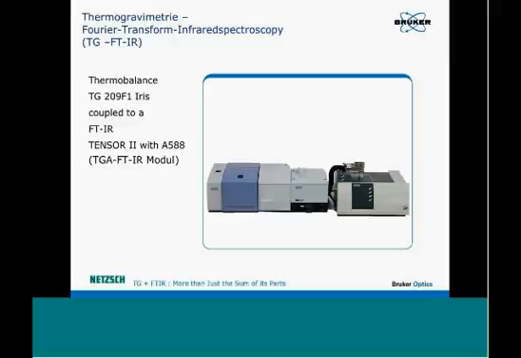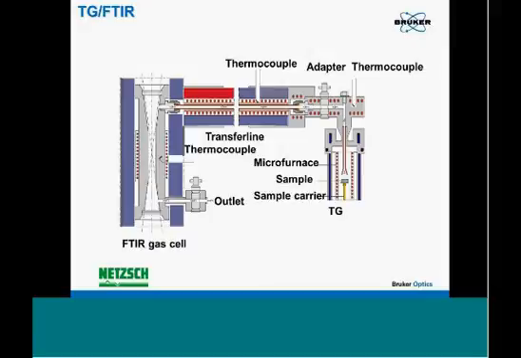This is an example of one of the Bruker instruments connected to the NETZSCH TG, and we have a special module, shown on the right side, of the FTIR spectrometer. This module contains the detector and the gas cell. So infrared light from the spectrometer goes through the optics, goes to the cell, and then goes to the detector. This slide shows you how it's actually connected.